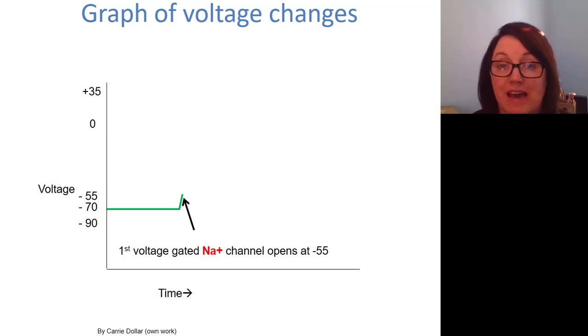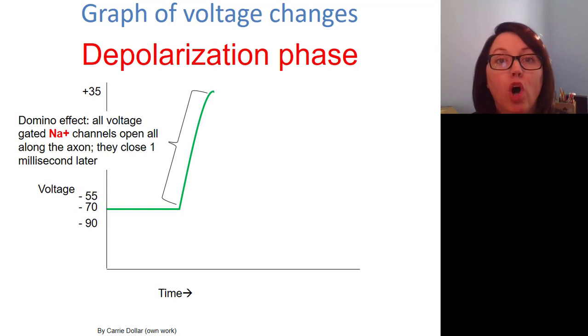Now don't forget, that's knocking down our first domino. If we open our first voltage-gated sodium channel, then we will open all of the voltage-gated sodium channels along the axon, and we're going to get a big, dramatic change in voltage up to around plus 35 millivolts. These voltage-gated sodium channels have a timed closure, and they close automatically after 1 millisecond, and that happens to also be around plus 35 millivolts.